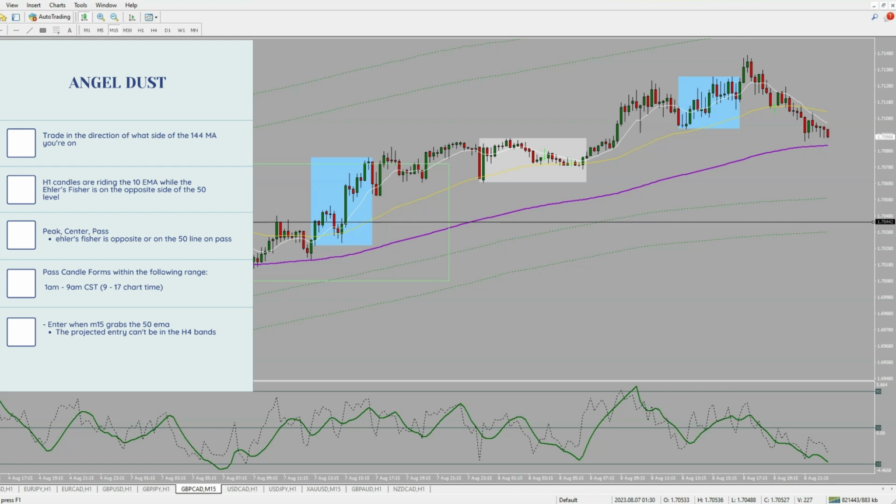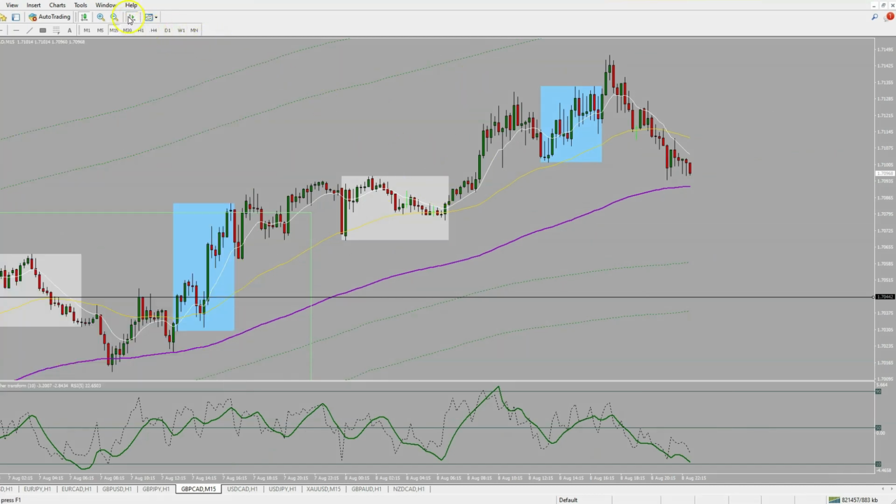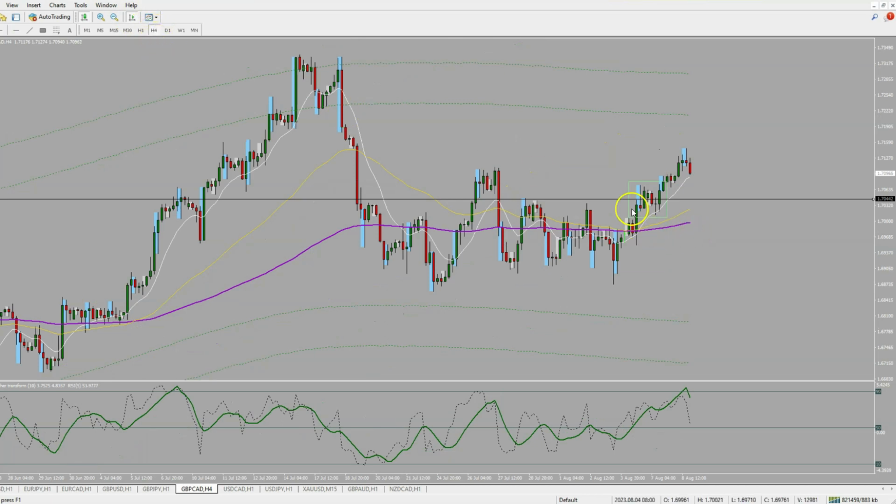Now, as you see, there's a sub note under that where it says enter when M15 grabs the 50 EMA. And the sub note says the projected entry can't be in the H4 bands. All I mean when I say that is before you take an entry, go to the H4 time frame, and clearly this one's nowhere near being in the bands, but let's just say when you were about to take the entry, when you got on H4, price was right here in the middle of the bands or just inside the bands. At that point, leave that mess alone. But as long as it's not in the H4 bands, then you're still good to go.